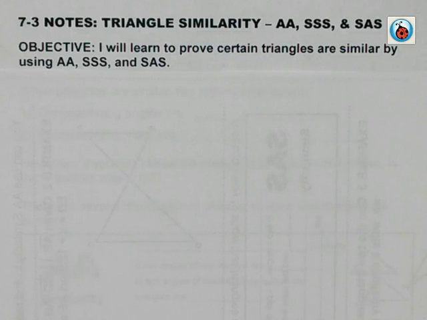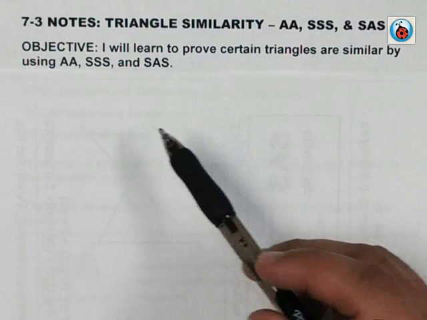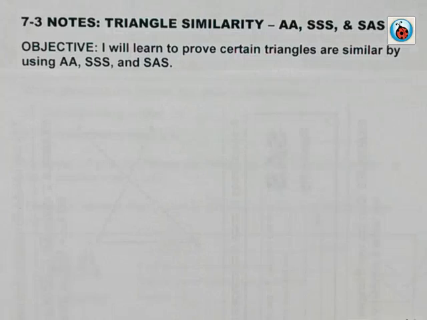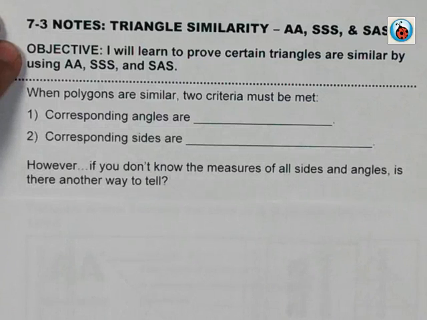Hi, today we're going to talk about triangle similarity. The objective is, I will learn to prove certain triangles are similar by using AA, SSS, and SAS. We'll talk about what those mean in just a second. We want to review what it means to be similar.